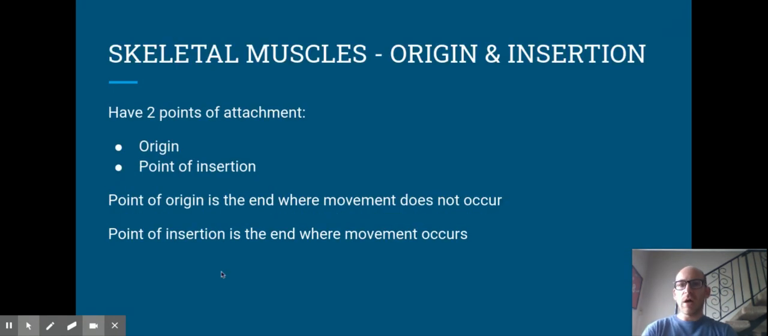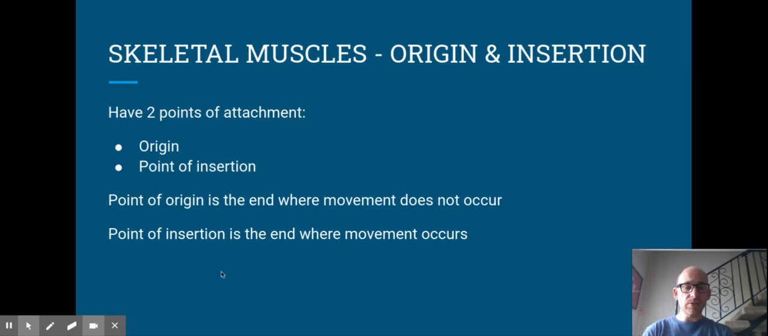Okay, skeletal muscle. So we define a muscle's direction by its origin and insertion. Those are the two points of attachment. Your muscles are always attached in two places. Okay, they have an origin and an insertion. The origin is the end of the muscle where movement does not occur, and insertion is where the movement does occur.